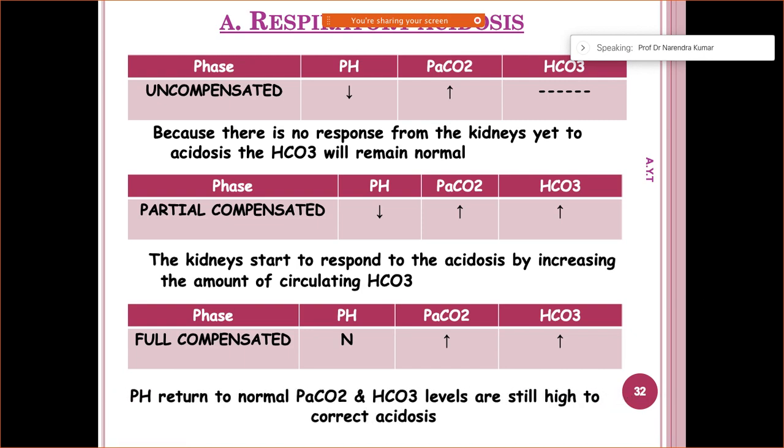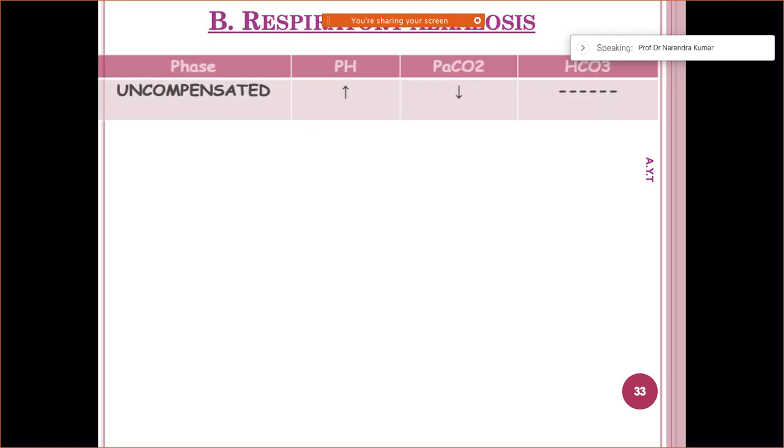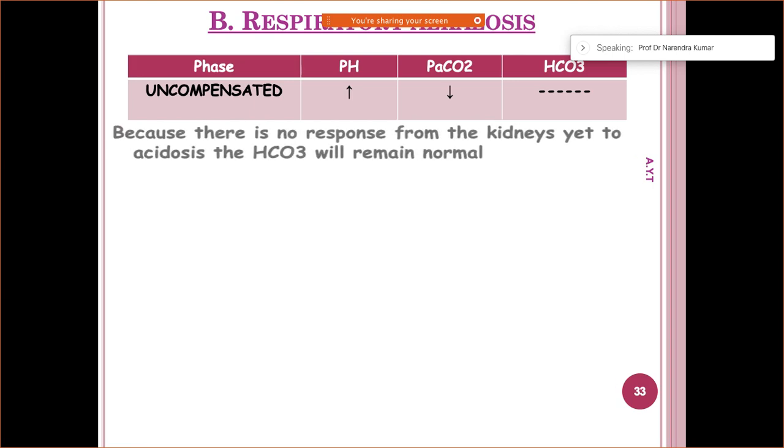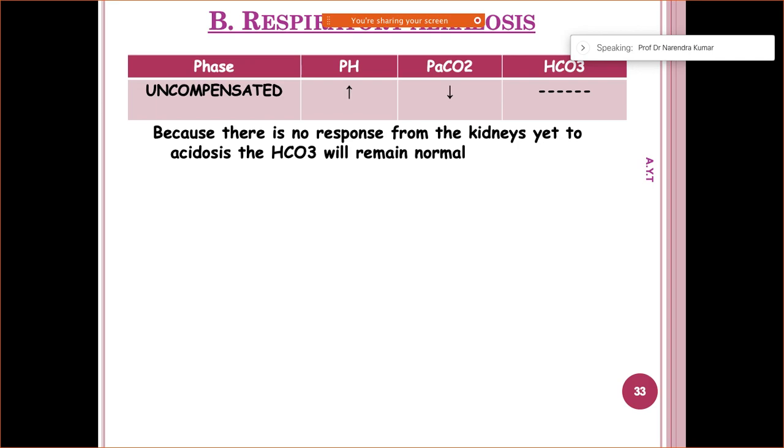In the last stage, as I said, the pH is going to become normal, and because it was corrected due to the compensation mechanism, the PaCO2 and the bicarbonate are going to be higher. So similarly, what is happening in respiratory alkalosis? As I said, it is respiratory, it is alkalosis. So pH is going to be higher, PaCO2 is going to be lower, and bicarbonate is not going to be affected in the uncompensated stage.